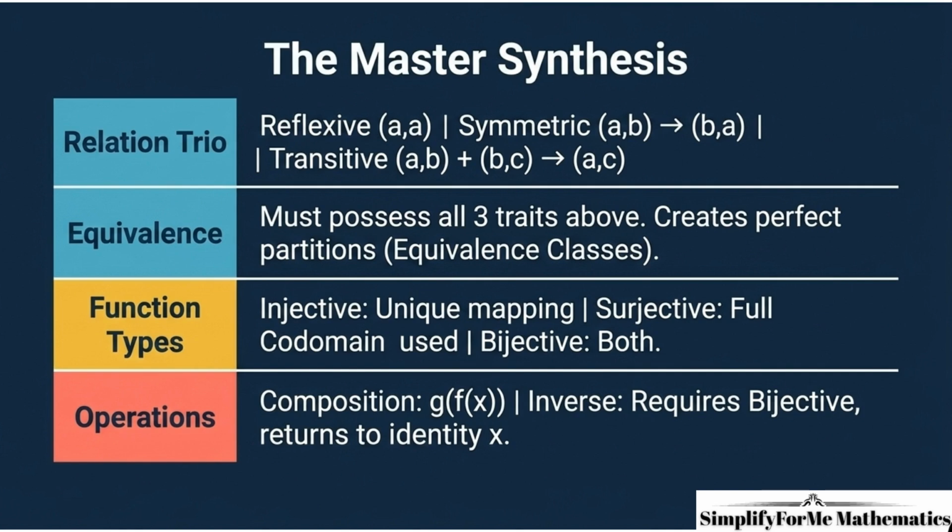Let's quickly revise the entire chapter in one powerful summary. First, relations are defined using 3 key properties: reflexive, symmetric, and transitive. When all 3 are satisfied, we get equivalence relations, which form equivalence classes. Next, we studied functions: injective, surjective, and bijective, each with its own importance. Then we explored operations like composition, where functions combine, and inverse functions, which reverse the mapping.